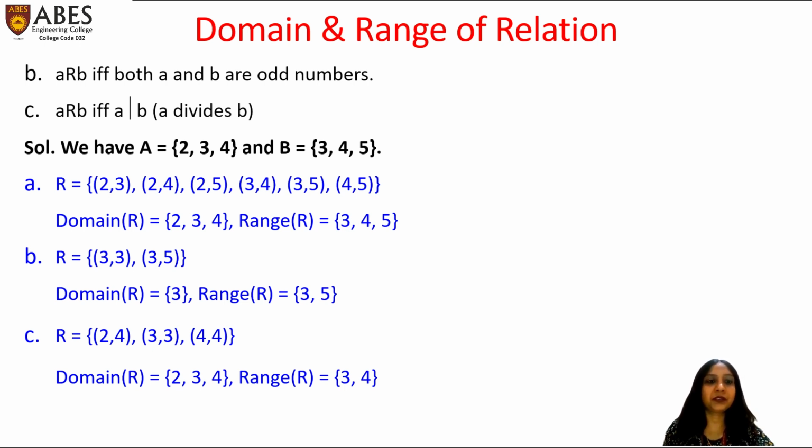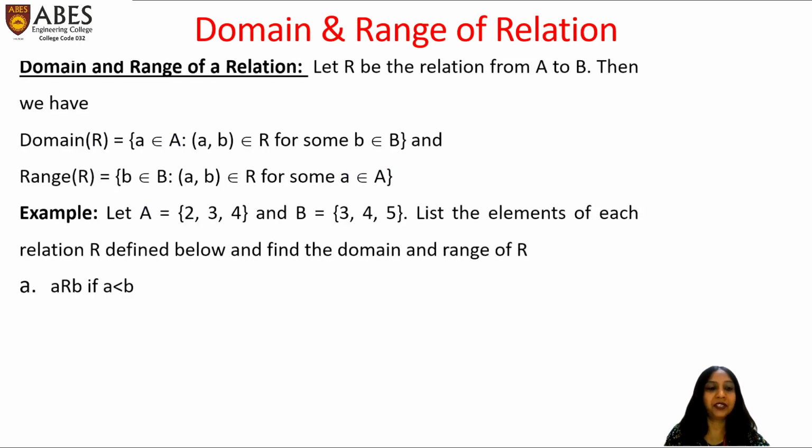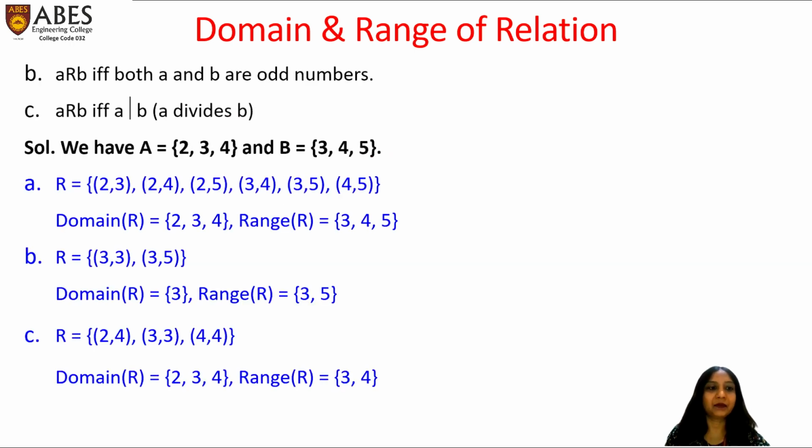Now, the solution for this question: we have the set A with the elements 2, 3, 4, and the set B with the elements 3, 4, 5. In the first, a is related to b if a is less than b. That means we have to consider all the elements in which a is less than b. All the ordered pairs will be (2, 3), (2, 4), (2, 5), (3, 4), (3, 5), and (4, 5). So this is the relation defined as a is less than b.